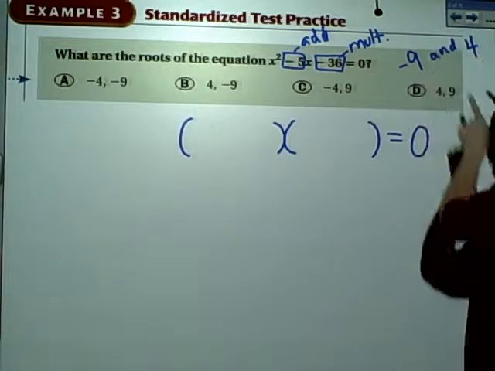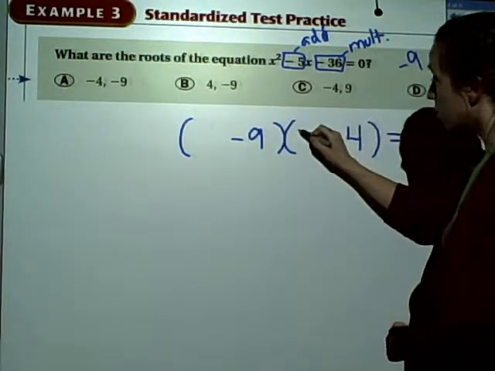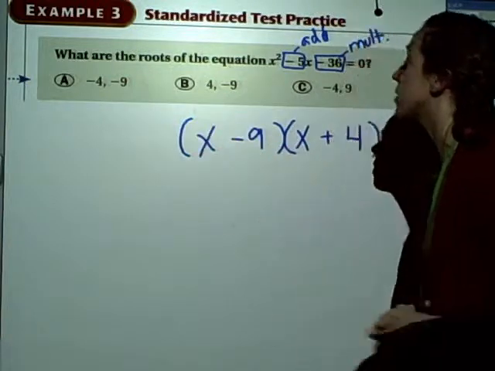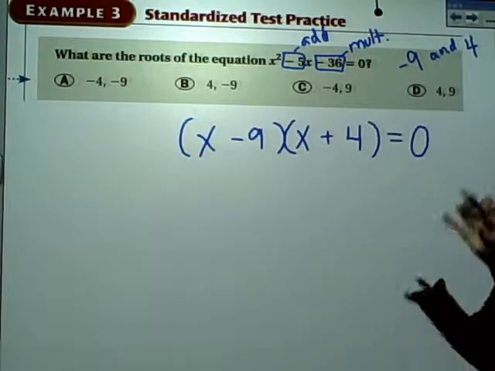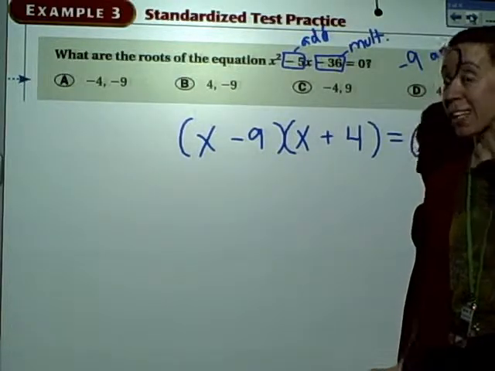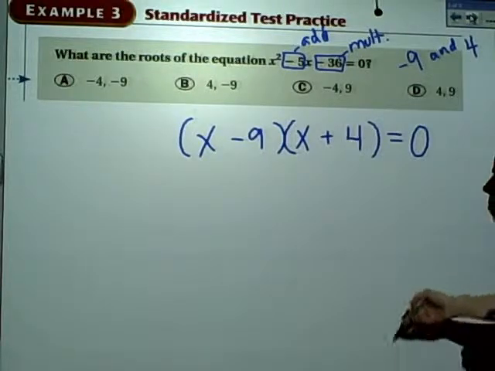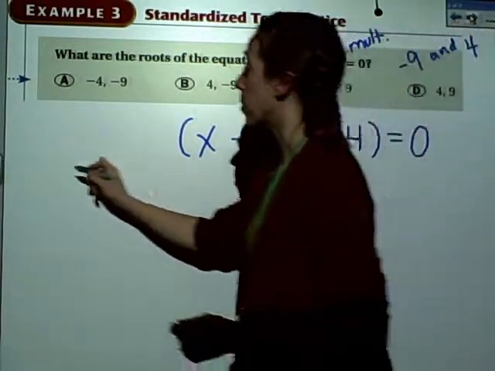So I'm going to take those factors and put it into my problem. First spot is always reserved for x. Okay, so now I have my factored form. Now I have to figure out those roots, or the answer. To do that, I'm going to invoke my friend, the zero product property.